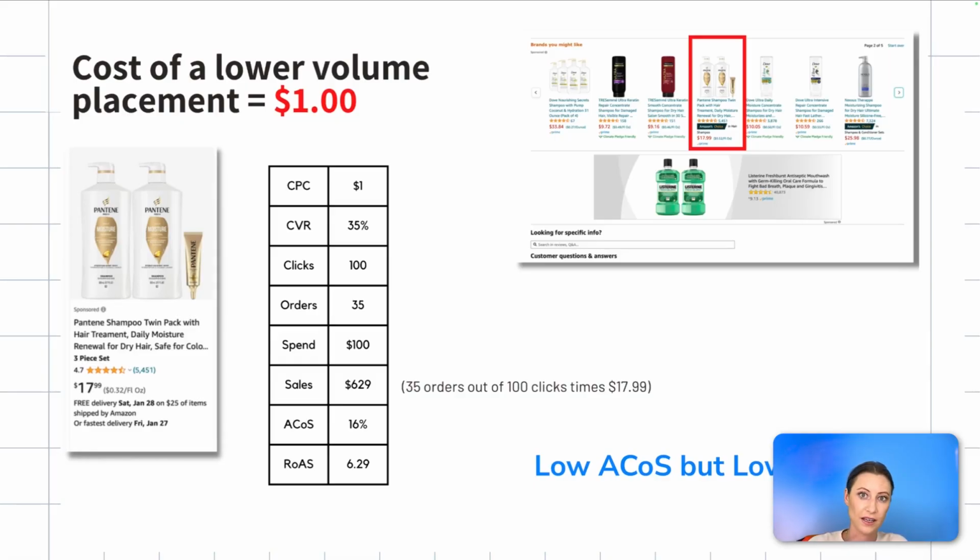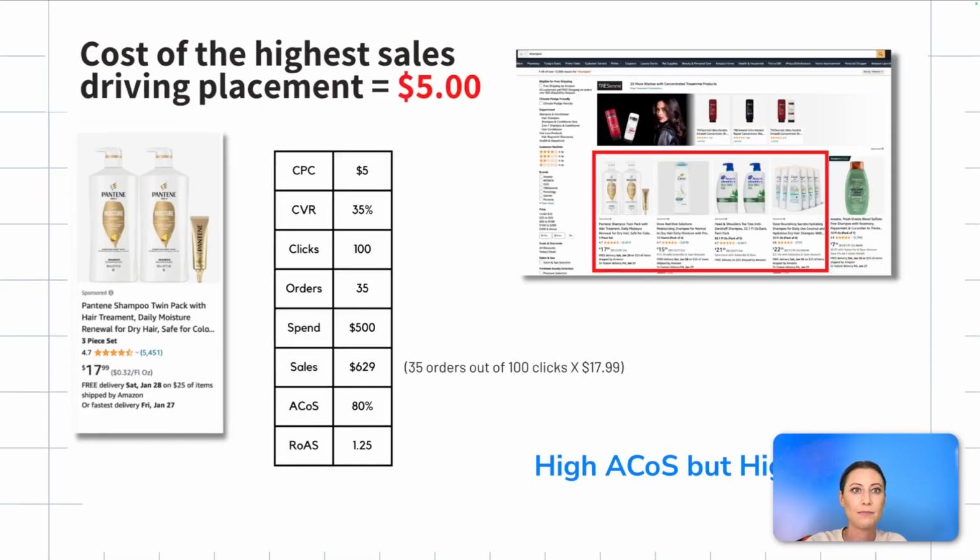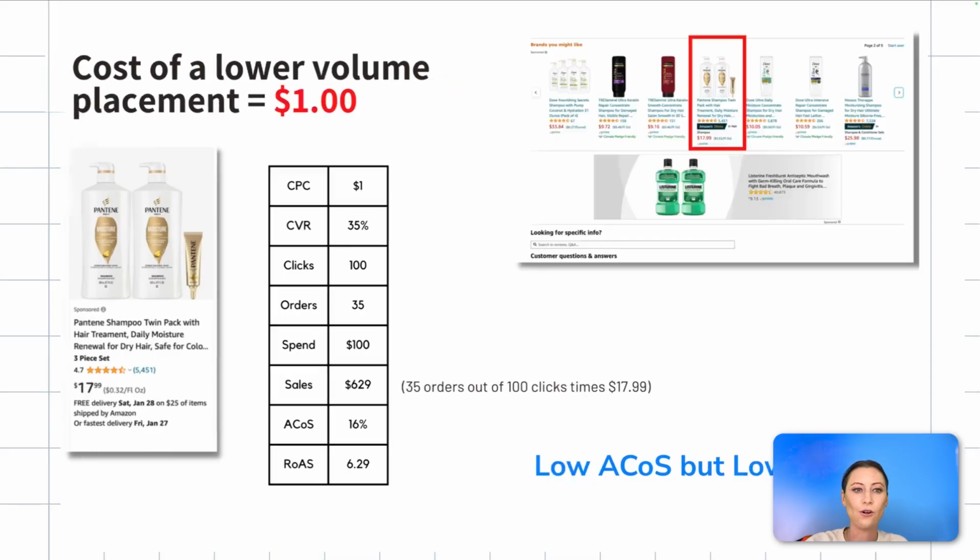It's not possible. So my job as an advertiser is to find that middle ground of profitability while still getting visibility. So maybe I decide I can't bid on the term shampoo. It's too expensive. If I bid $1, I don't show up. So maybe I start looking for other opportunities. Maybe I look for daily moisture renewal, safe for color shampoo. I'm going to start looking for those keywords that are a little bit cheaper because not everyone's going to bid on it. So I can bid $3 and still show up on page 1. That's really how bid optimization works.